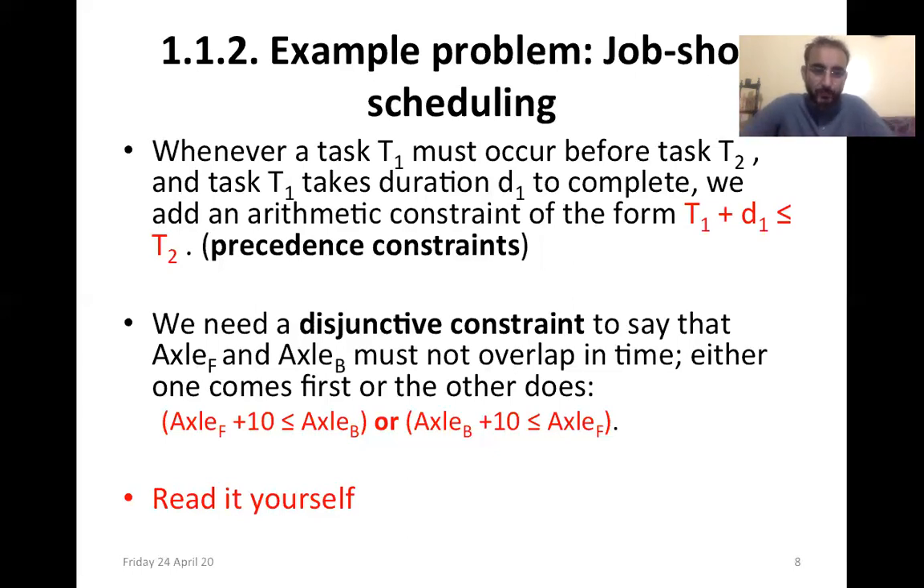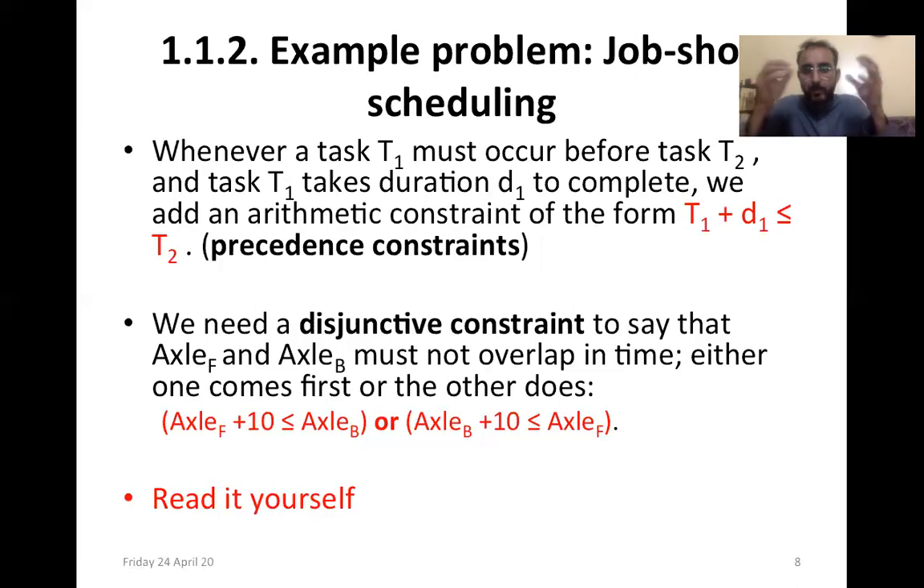This is called a precedence constraint. Similarly, for disjunctive constraints, another example is given here: you have two axles of a vehicle that you have to install, axle F and axle B, and you have to assemble those axles in a vehicle in a factory, and those axles cannot overlap in time. So either one comes first or the other comes first. It is very similar to the previous example of tasks, as mentioned in the first point.